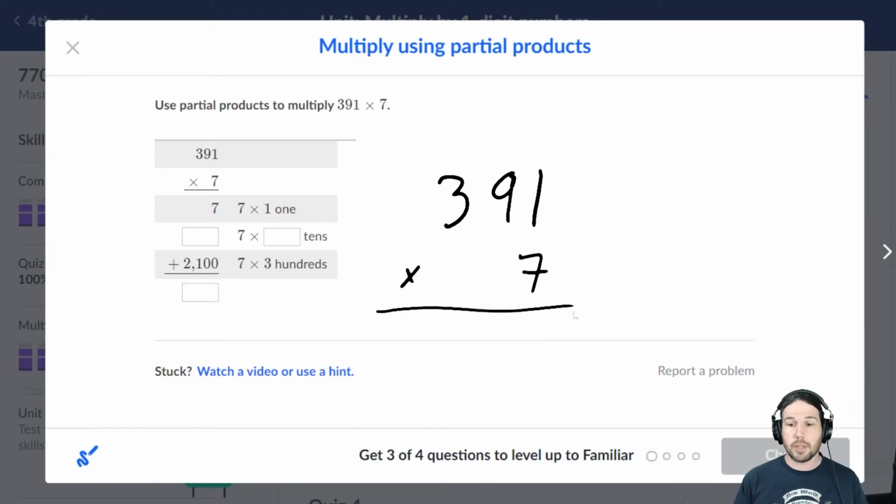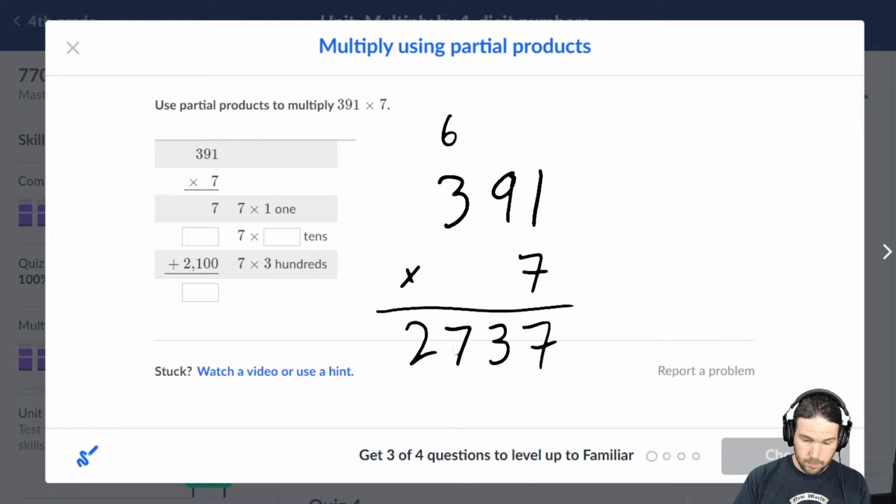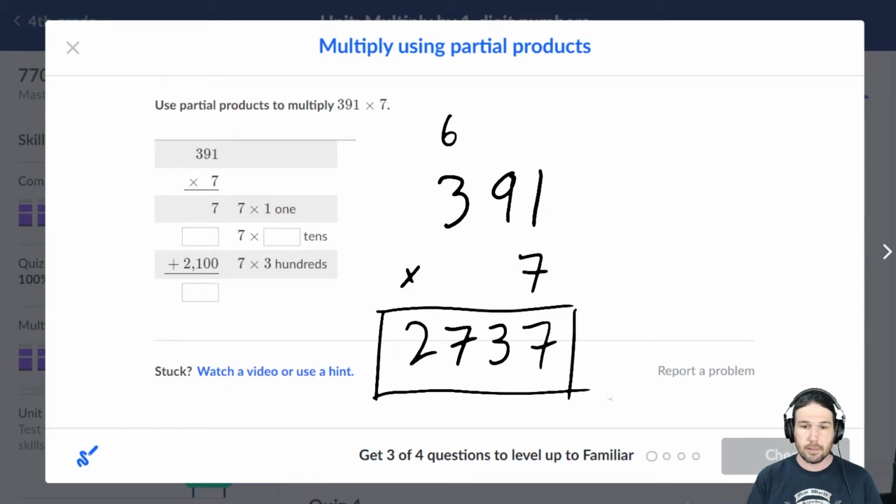let's think about how I would do that as somebody who grew up in the 90s and was taught how to multiply in the 90s. I would start by doing 1 times 7, which is 7. And then I would do 7 times 9, which is 63, right? I would put the ones part of that down here. So that's 3. And I would put the 6 up here. So that's 63. And then I would do 7 times 3 is 21, plus 6 is 27. So the answer would be 2,737.